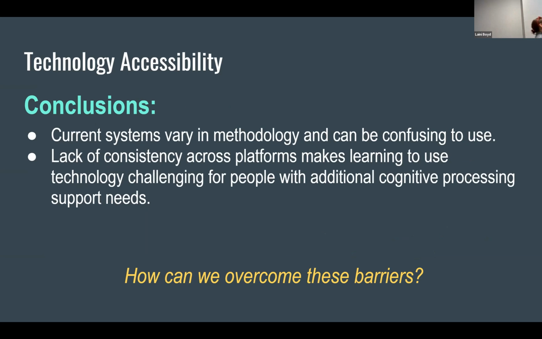Current systems vary in their methodology and how they do things. They can be confusing to use. The lack of consistency across platforms makes learning to use technology challenging for people with additional cognitive processing support needs or any support needs. But I'm specifically thinking about the cognitive processing, how our brains work, how things are wired.